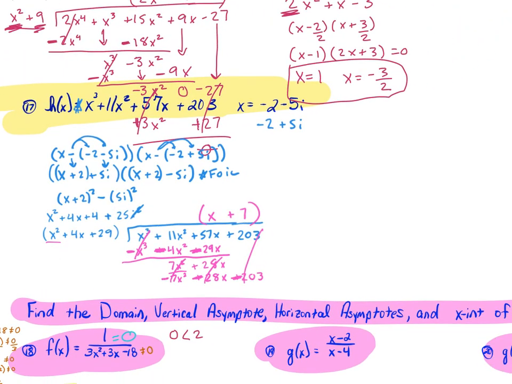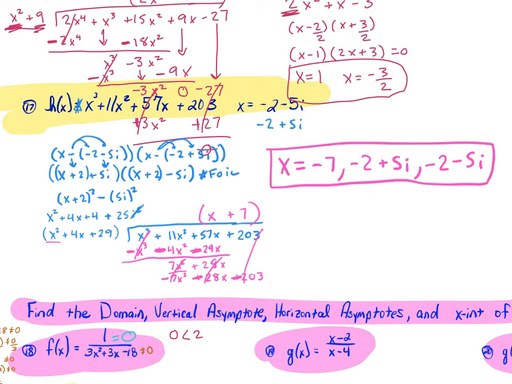So what would our 3 zeros of this equation be? Negative 7, negative 2 plus 5i, and negative 2 minus 5i. So it gave us 1. We know that if it's a complex number, the conjugate is also a zero, and then we just have to divide to find the other one.